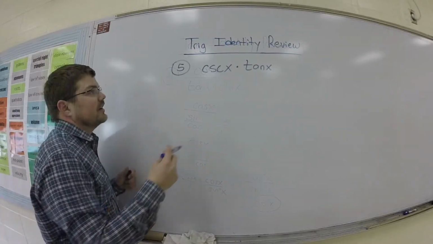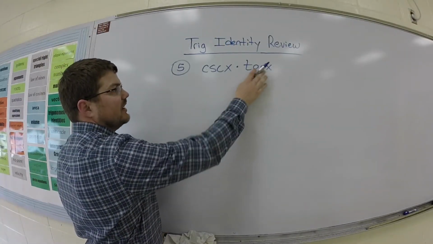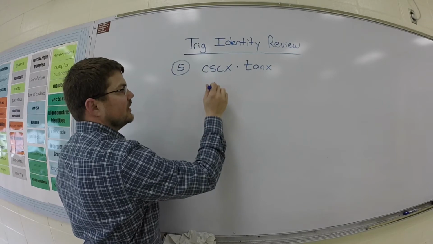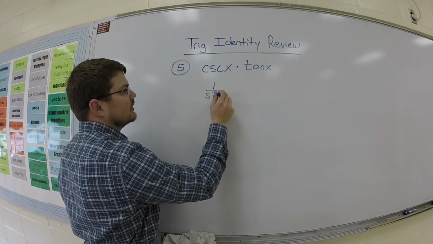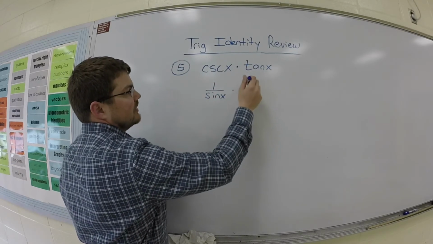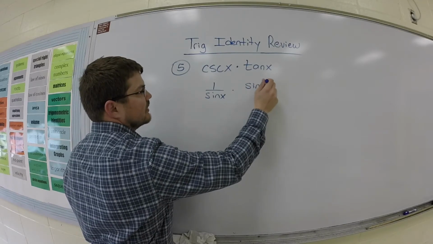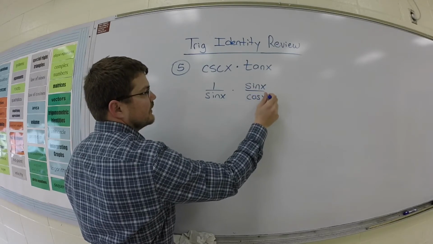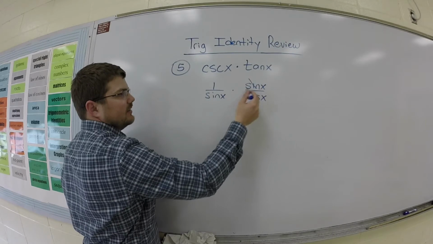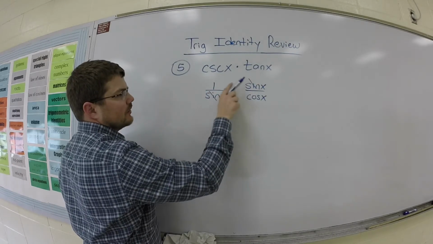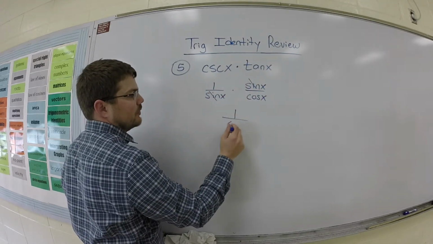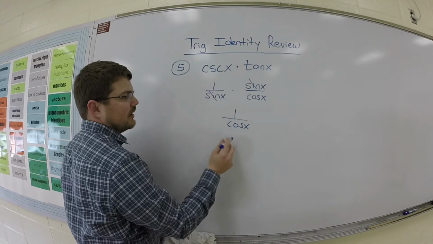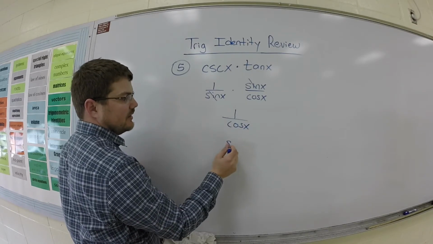Okay, number 5, we have cosecant x times tangent x. Let's rewrite both of them. Cosecant is 1 over sine times tangent is sine over cosine. Diagonally, the sines cancel. And so this will be 1 over cosine x. And 1 over cosine is secant.